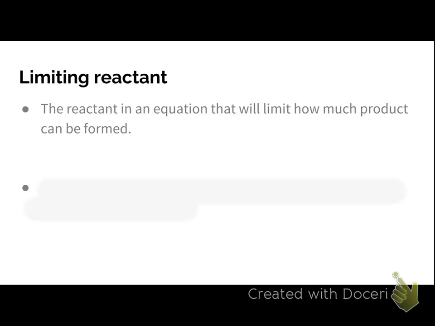So what is a limiting reactant? It's the reactant in an equation that will limit how much of a product can be formed. So remember, your reactants are on the left side of your arrow. It's what you're starting with. So one of your reactants is going to limit how much of product you can make. And we'll do some math to show you how that works.